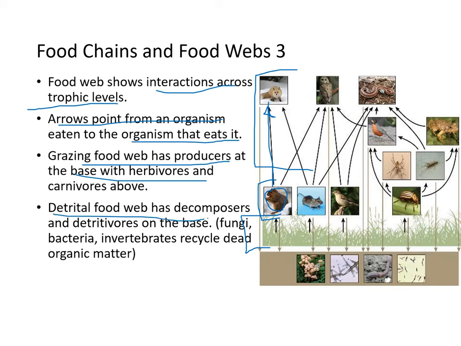And a detrital food web includes the decomposers and detritivores at the base. These are things like fungi, bacteria, and invertebrates. They recycle the dead organic matter.